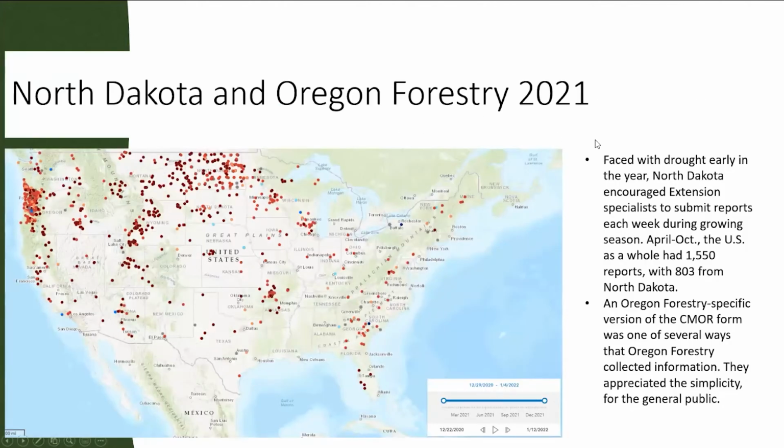And in this past year, North Dakota reached out to its extension agents and asked them to submit weekly reports. So, North Dakota is not very densely populated, and a lot of those reports are on top of each other, but definitely more than half of the reports that we got in 2021 were from North Dakota, from this very well organized extension network.